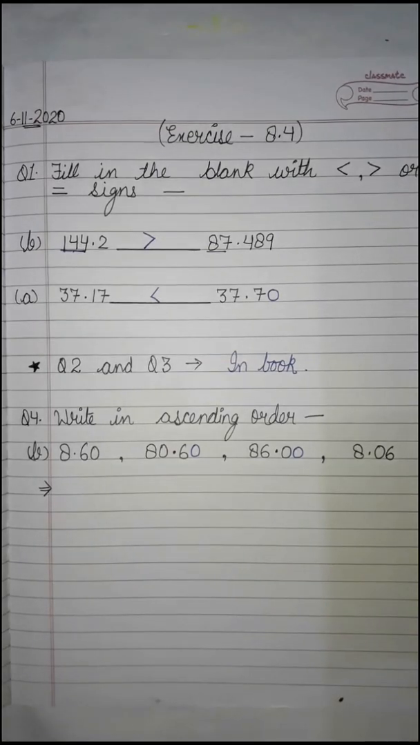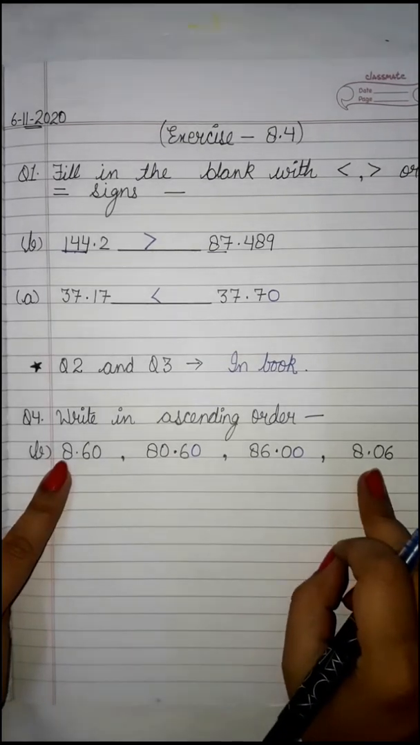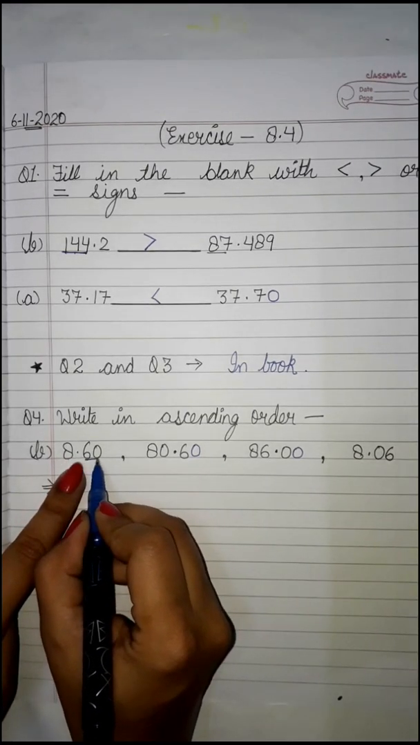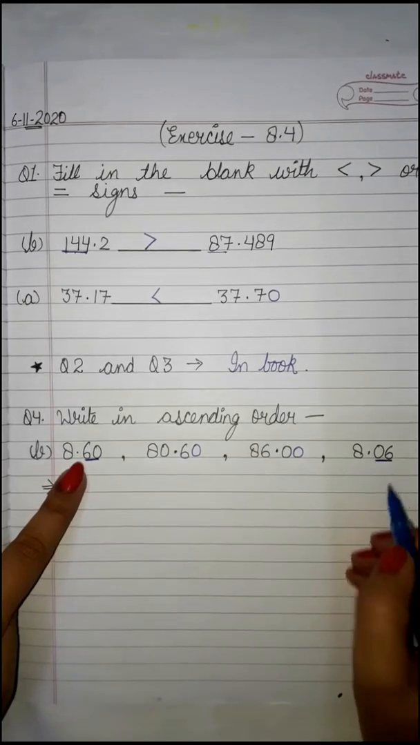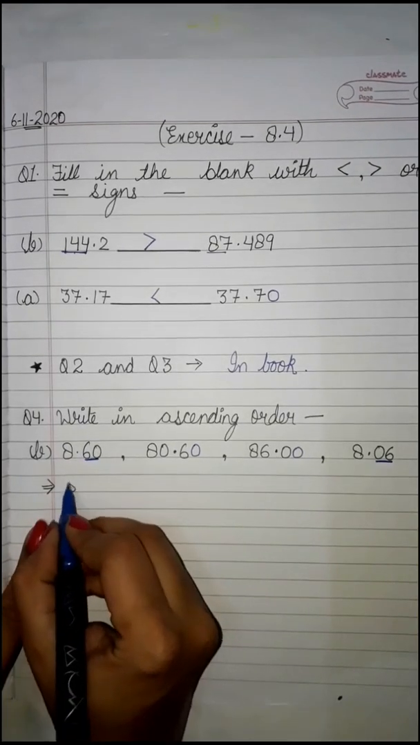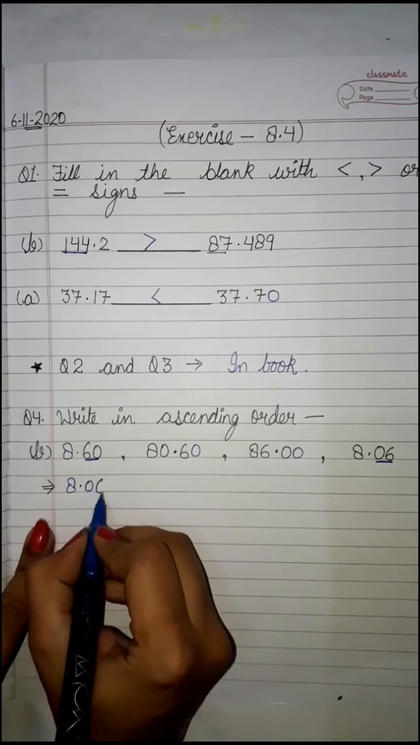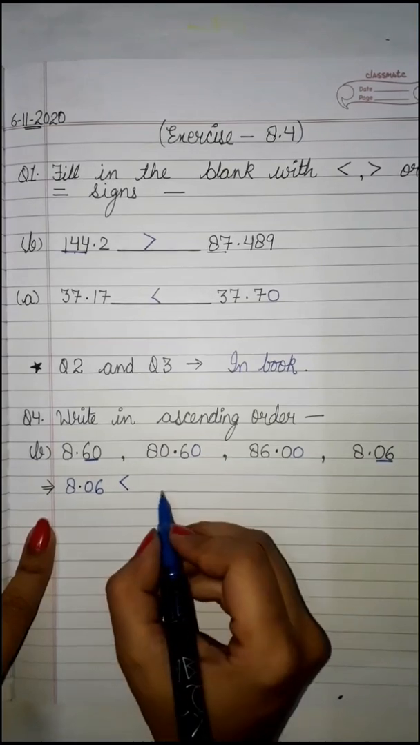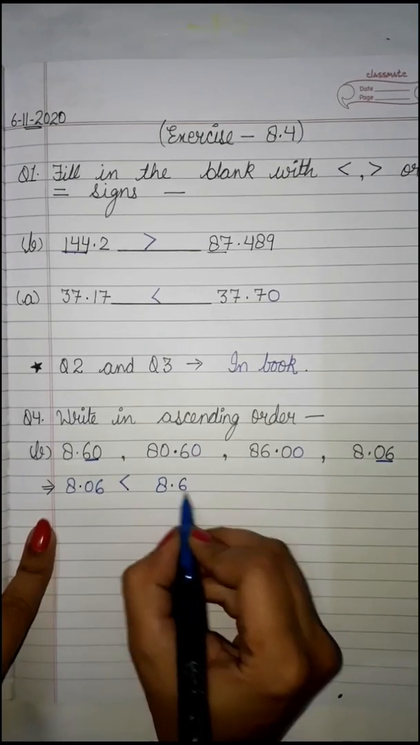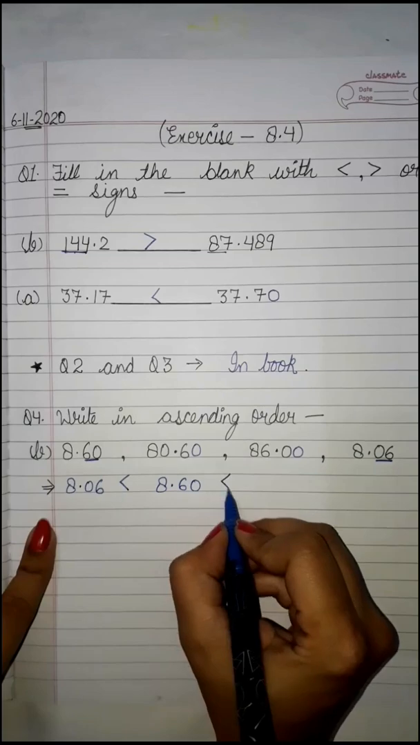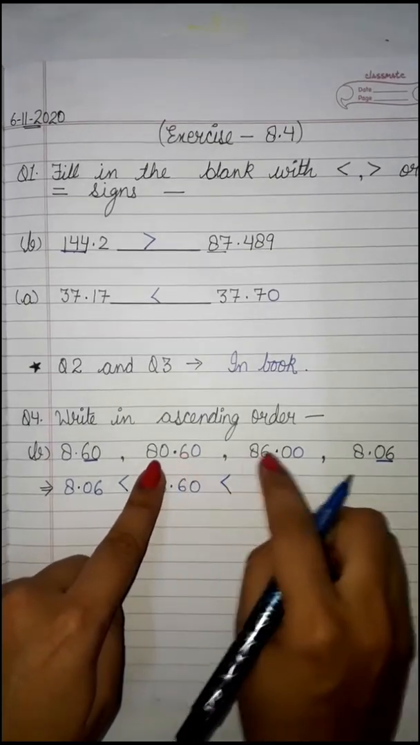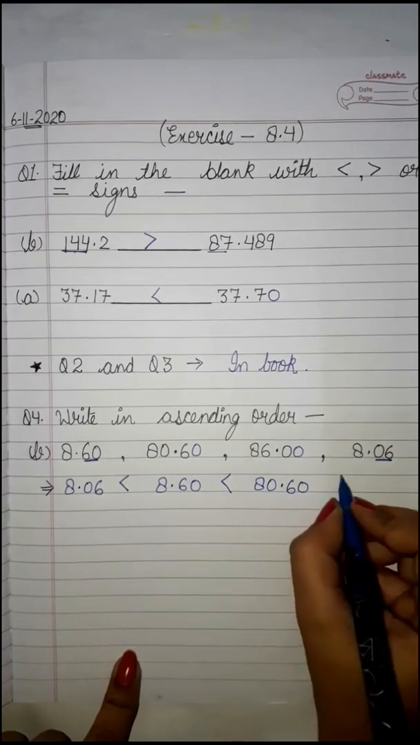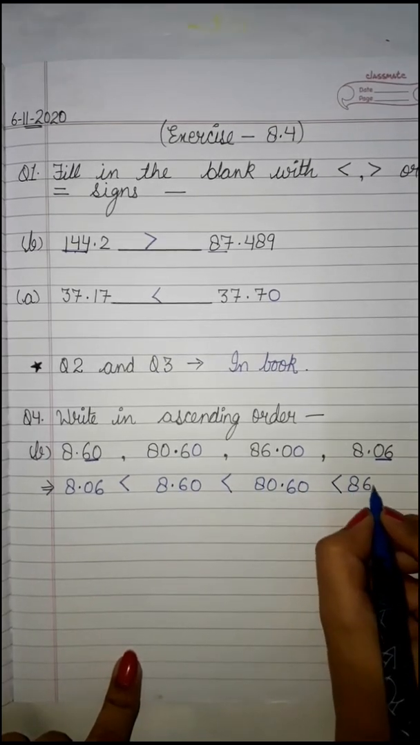Now with the whole number 8, we have 2 numbers. Now start comparing the decimal part. That is 60 and 6. So I think it is clear. So the smallest is 8.06. Now use this sign. Next will be 8.60. Now these two numbers are left. So 80 and 86, 80.60, and the last one will be 86.00.